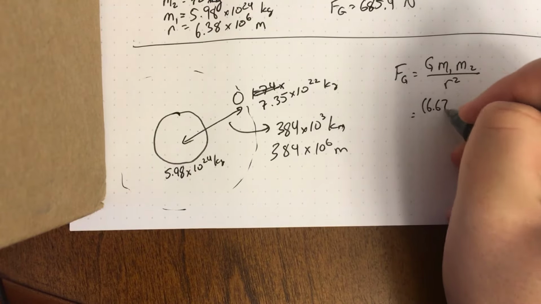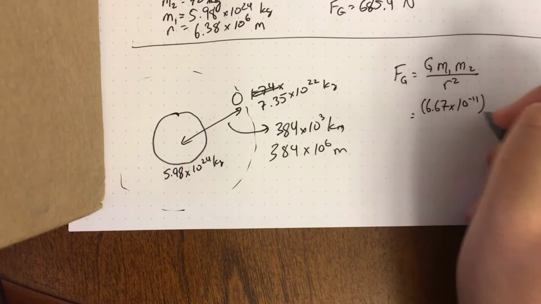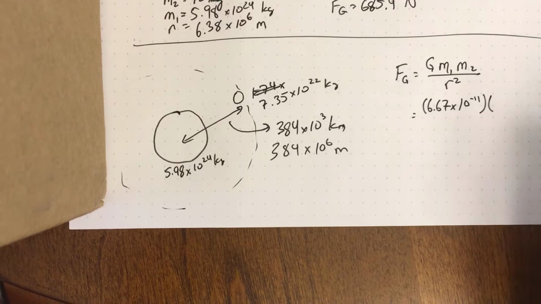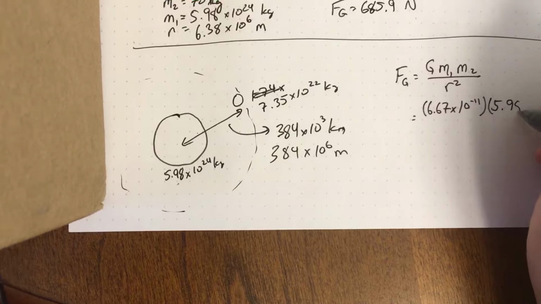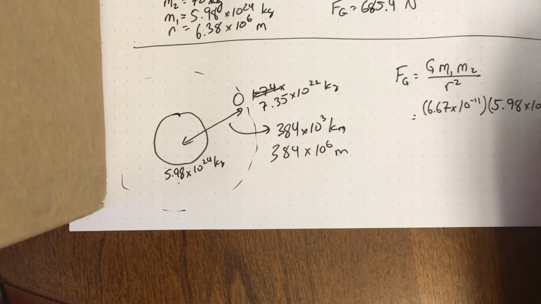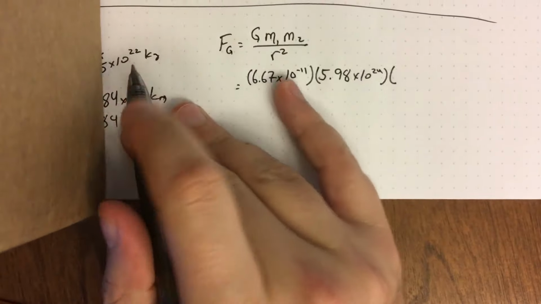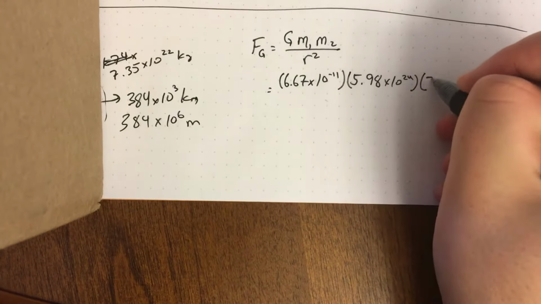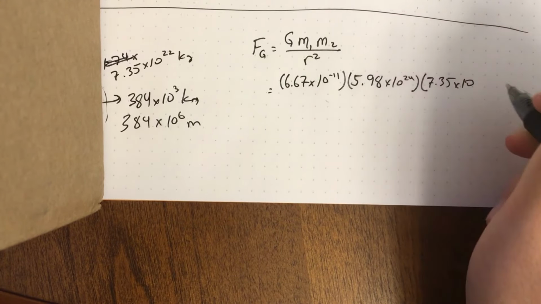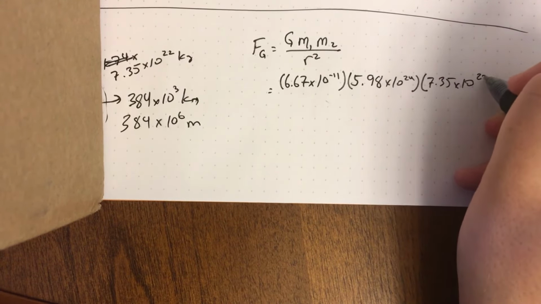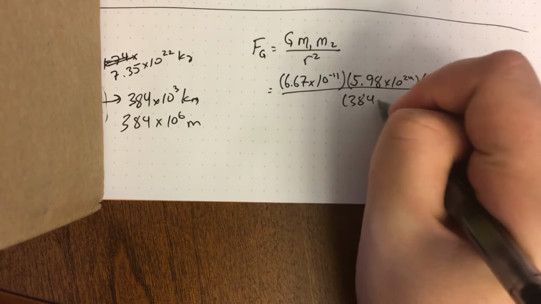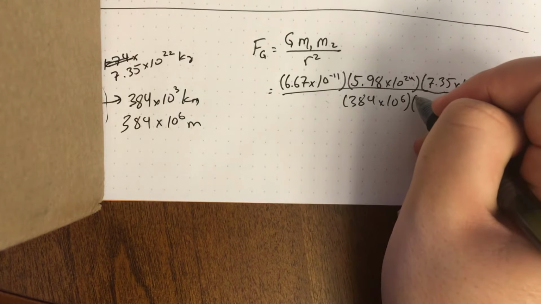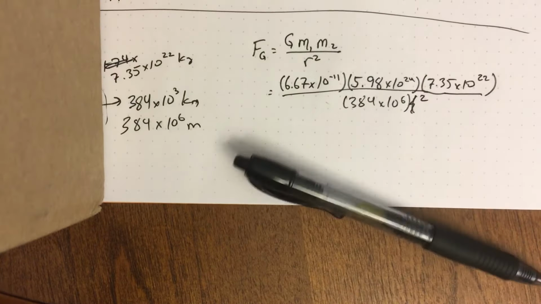G we know is 6.67 times 10 to the negative 11th. M1, it doesn't matter which one, but I'll say the Earth is M1. And the moon we just said was 7.35 times 10 to the 22nd, divided by 384 times 10 to the 6th. Again, make sure to square it. Oops, sorry, that should be squared.